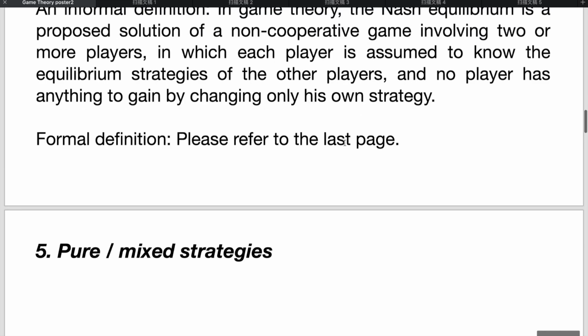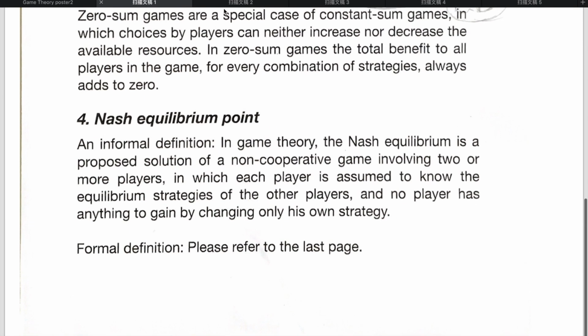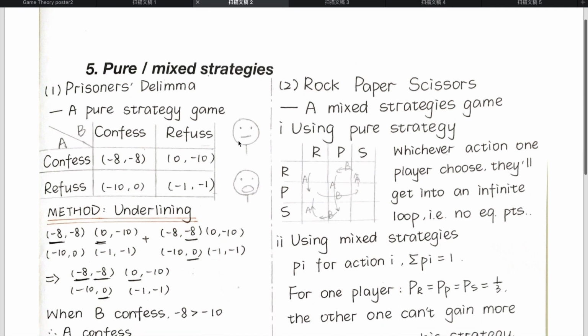Now let's consider the prisoner's dilemma. Sorry, my teammate made a mistake in the spelling. Let's consider the prisoner's dilemma.